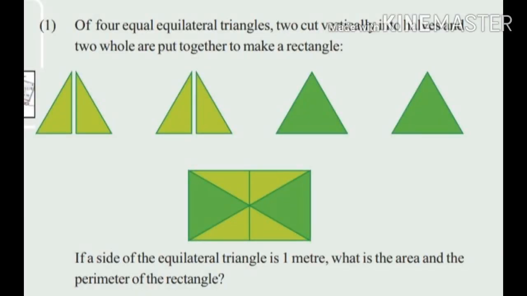Page number 57. Here is your first question. Of four equal equilateral triangles, two are cut vertically into halves and two whole are put together to make a rectangle. If a side of the equilateral triangle is 1 meter, what is the area and the perimeter of the rectangle? By using equilateral pieces, one rectangle is created.